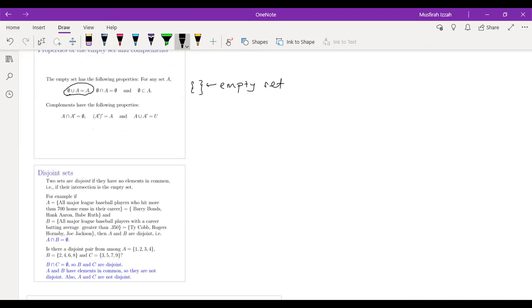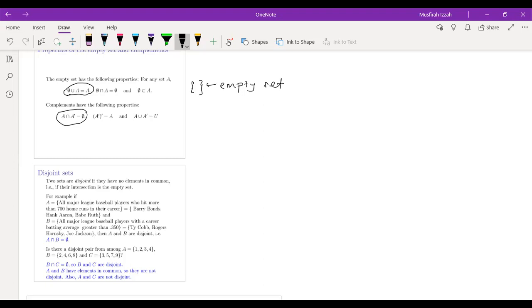So set kosong, union dengan A, awak akan dapat A balik. Set kosong, intersect dengan A, awak akan dapat set kosong. Set kosong, dia mesti subset dengan A. Dia mesti ada dalam element of A. Boleh? Okey. Kalau complement, A intersect dengan A complement, so awak akan dapat empty set lah.